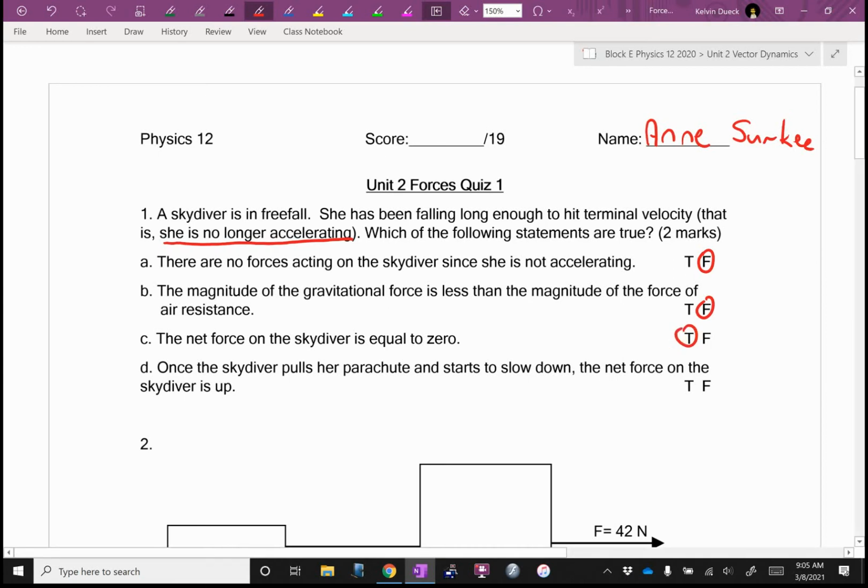Now, D is a different situation. Once the skydiver pulls her parachute and starts to slow down, the net force on the skydiver is up. True or false? True. Okay, so FFTT. Half mark each.